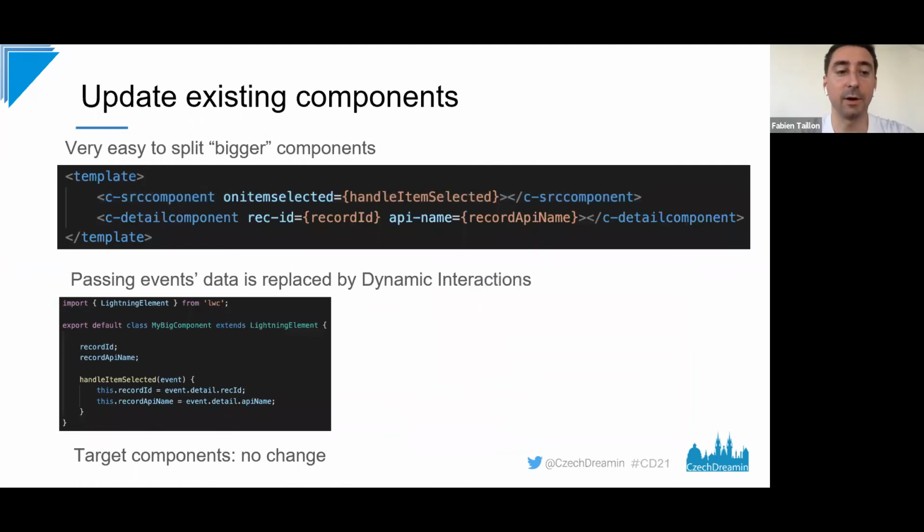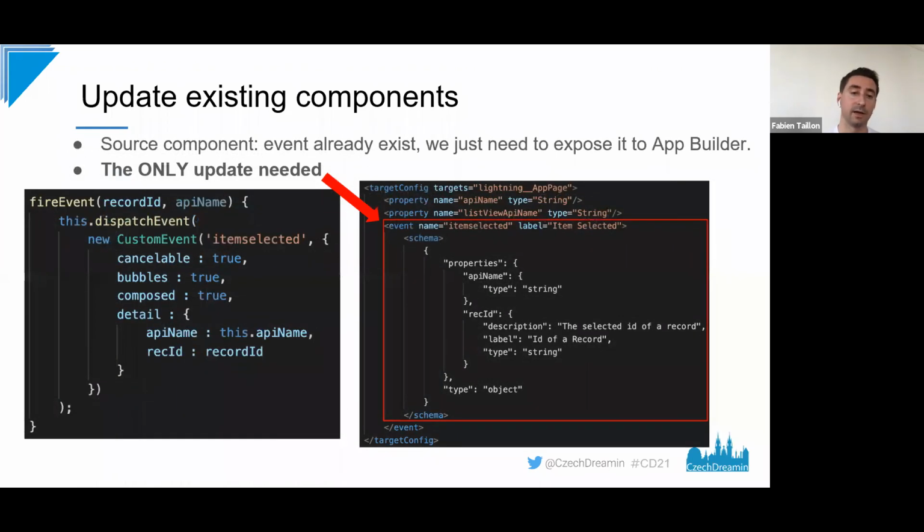So let's have a quick look at what needs to be done to update our components as a developer. You can see the first component was the big one. It's easy to split it. I will just expose the two components individually. And the code that we've seen that is handling the interaction between the 2 components is not needed anymore, because this will be handled with dynamic interaction.